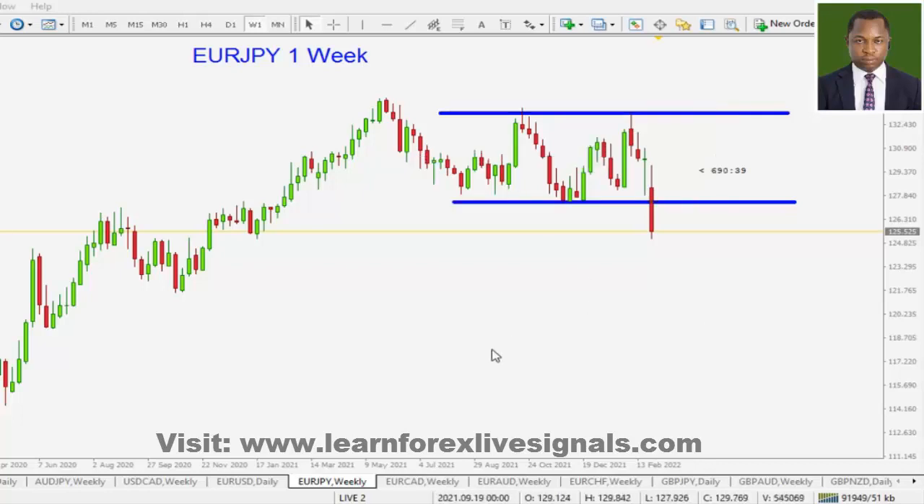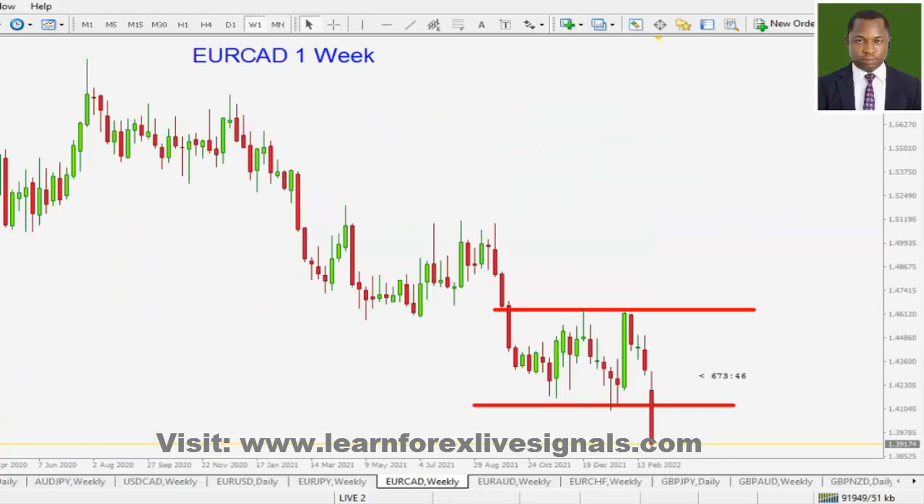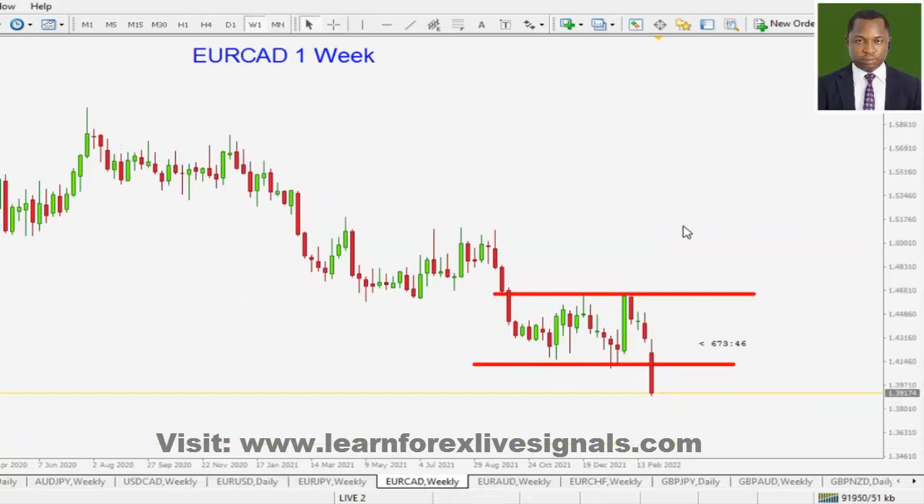Now look into the euro against the Canadian dollar. This is the weekly time frame. This is also a nice breakout. Price hesitated for some time, then we saw the breakout as of last week. That's also a good one.